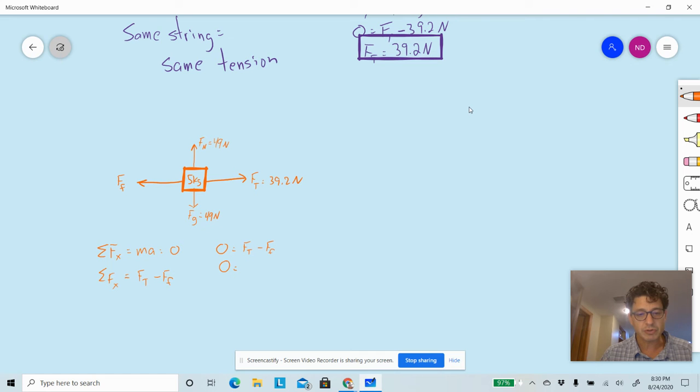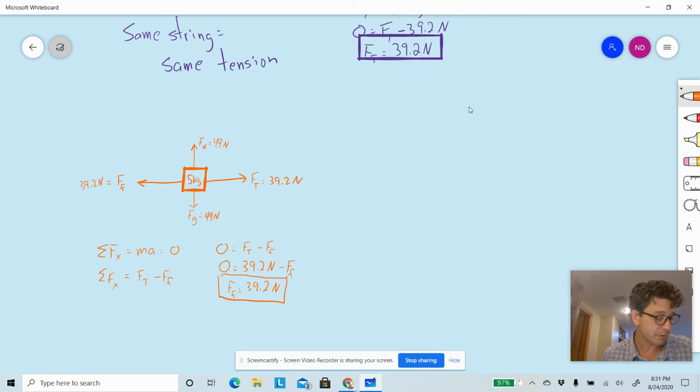0 equals 39.2 newtons minus the force of friction. Well, 39.2 minus what equals 0? All right, the force of friction equals 39.2 newtons. That's the third part of that problem right there. Because it's an equilibrium, acceleration is 0. We figured that out. So that's the third part of the problem. That's the force of friction.